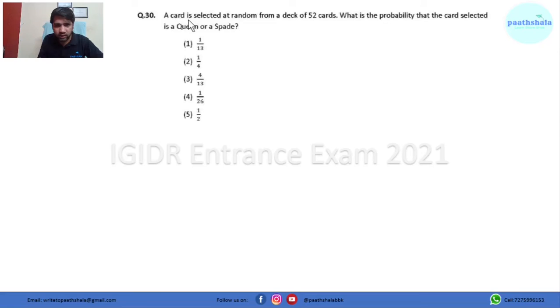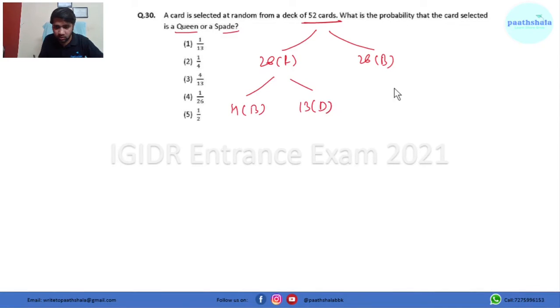Here it is saying a card is selected at random from a deck of 52 cards. What is the probability that the card selected at random is a queen or a spade? First you need to understand the deck of 52 cards. In a deck of 52 cards, there are 26 red cards and 26 black cards. In the 26 red cards, there are 13 heart cards and 13 diamond cards. In black, there are 13 club cards and 13 spade cards.